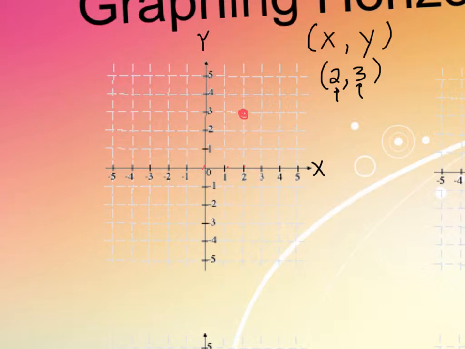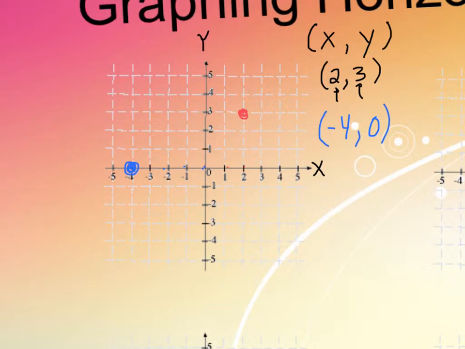Another quick example, let's say we had to plot the point (-4, 0). We would find the x value of -4, so since it's negative, we're heading to the left. 1, 2, 3, 4. And then a y value of 0 would simply mean that we don't move up or down. So that would be that point there.